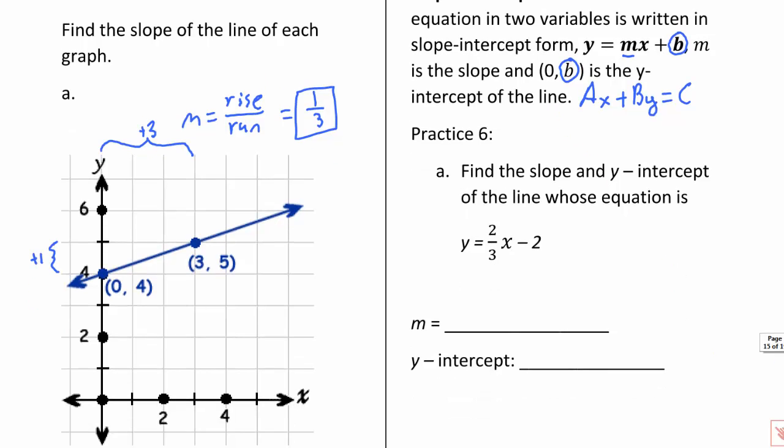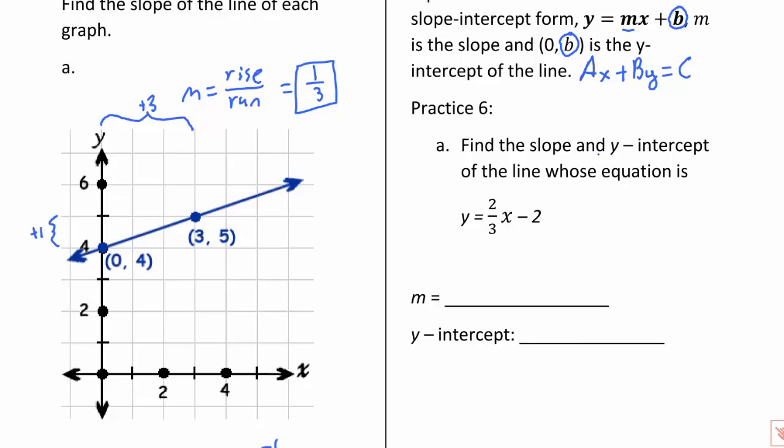Now, let's use this a little bit. It says find the slope and y-intercept of the line whose equation is y equals 2/3 x minus 2. Now, m is the slope. We're looking for the slope here. When it's in the form of y equals mx plus b, which, by the way, you do need to memorize, the number in front of x will always be the slope. In this case, the slope is 2/3.